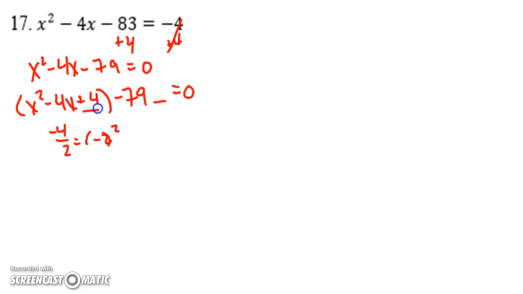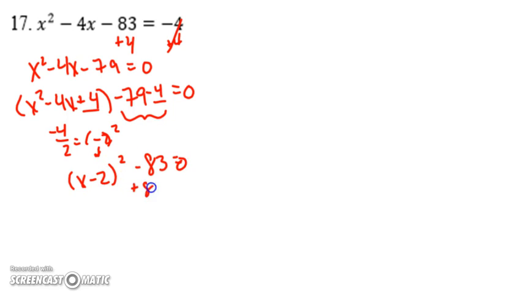So we add 4 on the inside, we subtract 4 on the outside. So we're going to factor this, but we're just going to bring down this negative 2 inside our parentheses. So we get x minus 2. It's so important to use this sign, squared, and then combine like terms on the outside. Negative 79 minus 4 gives us negative 83 equals 0.